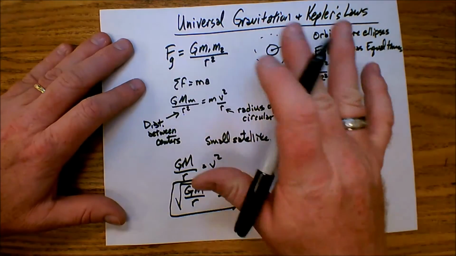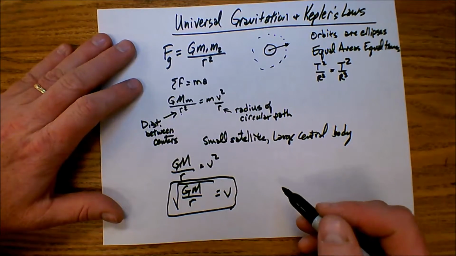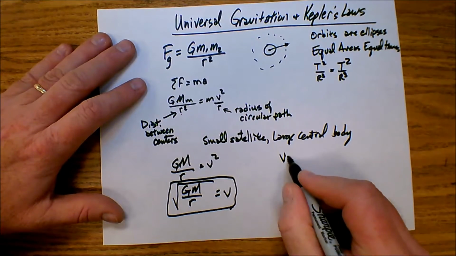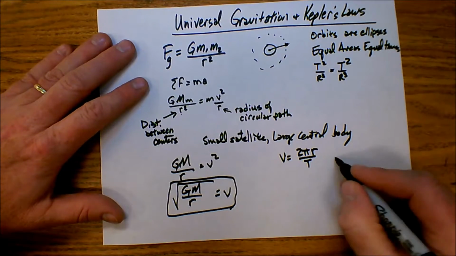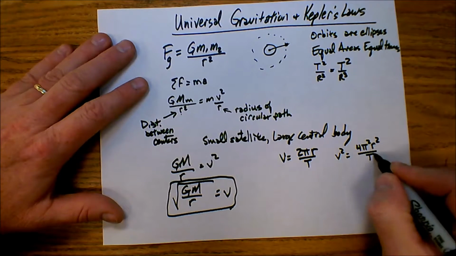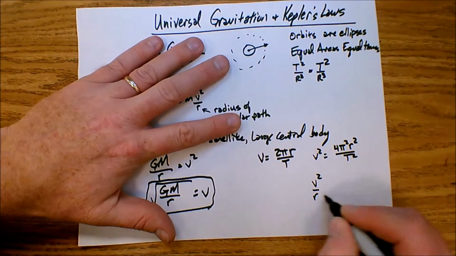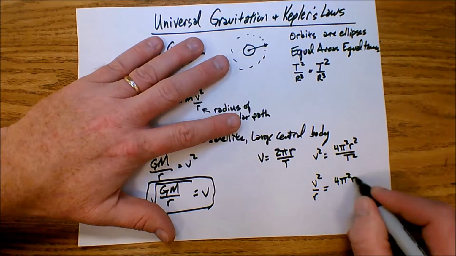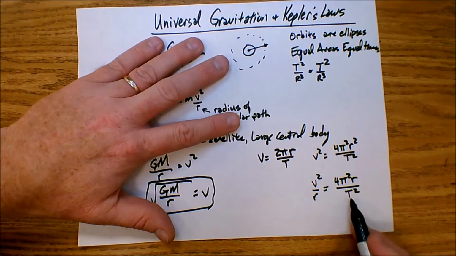I can also, assuming the same situation, look at the period of a satellite, the time it takes to complete one orbit. I know that if it's moving in uniform circular motion, that speed is equal to distance over time, which would be 2 pi r over the period. So v squared is going to be 4 pi squared r squared over T squared. Then if I divide both sides by r, so v squared over r, that's going to cancel out one of those r's. So 4 pi squared r over T squared. So v squared over r is the same thing as 4 pi squared r over T squared.